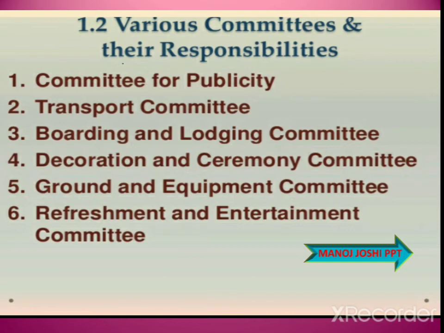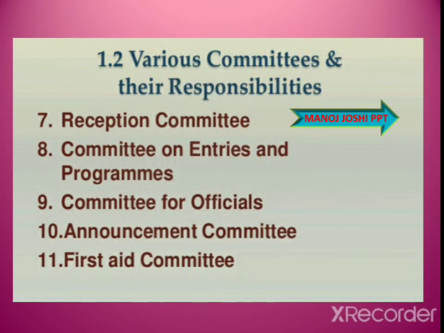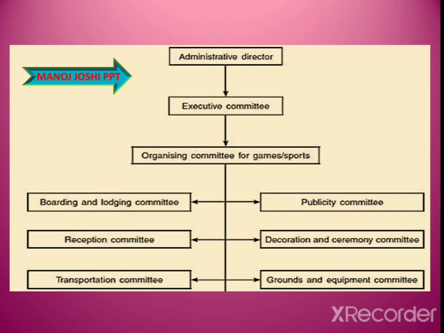So first of all, we will see the administrative director. Administrative director, then executive committee. Administrative director is the head of the institution, head of the organization. And after that, there is the executive committee. In the executive committee, there are certain members, 3, 5, 7. These members are always in odd number.